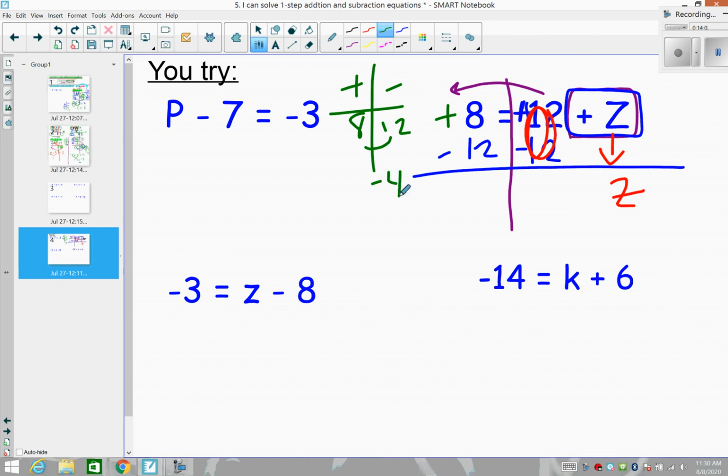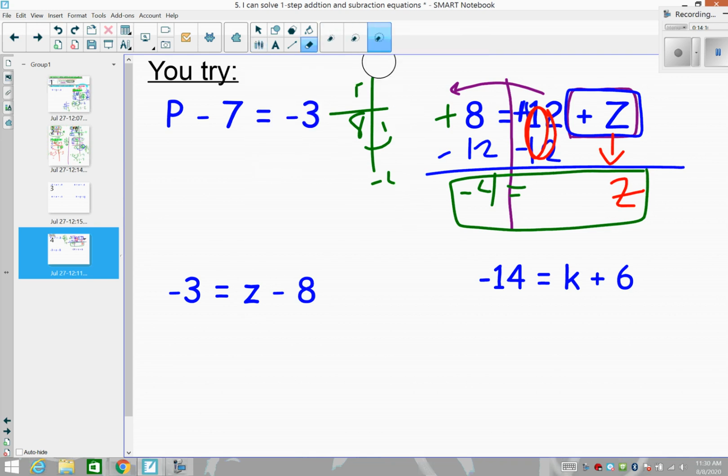4 extra players, because 12 is 4 greater than 8. So the result is -4. So we believe that the value of Z is equal to -4. So let's check it out and see what happens.